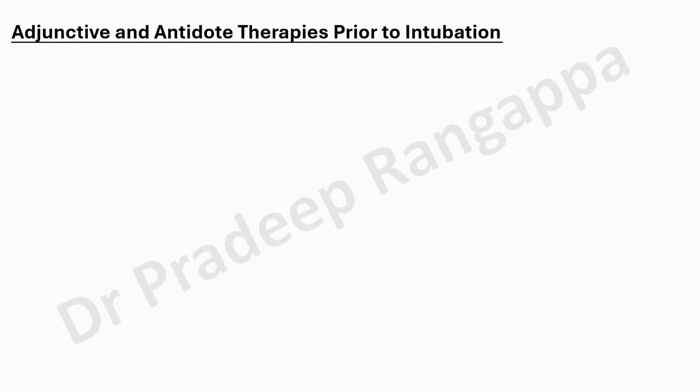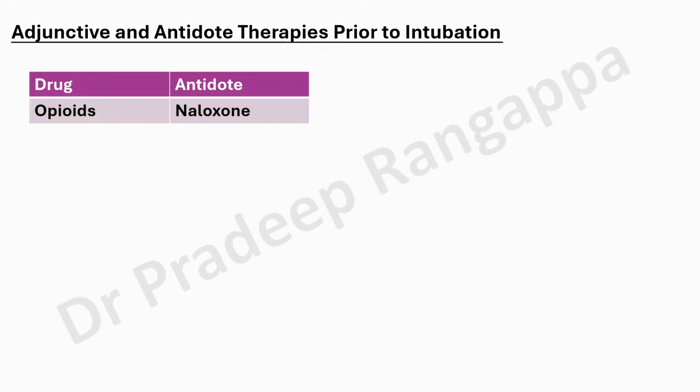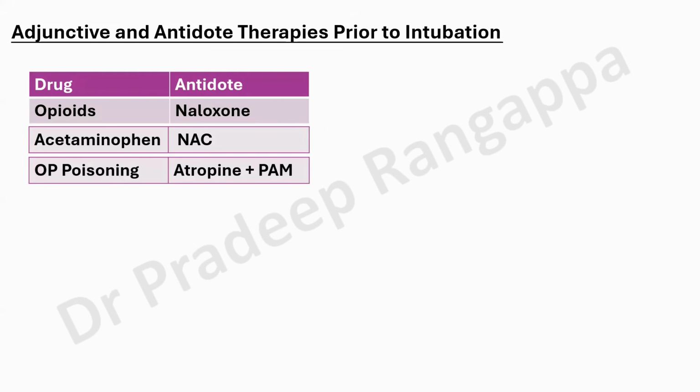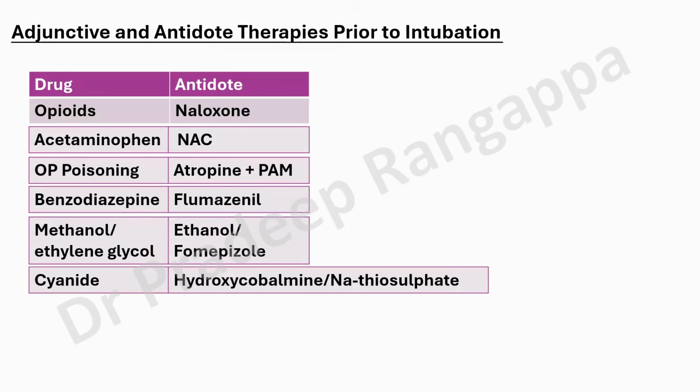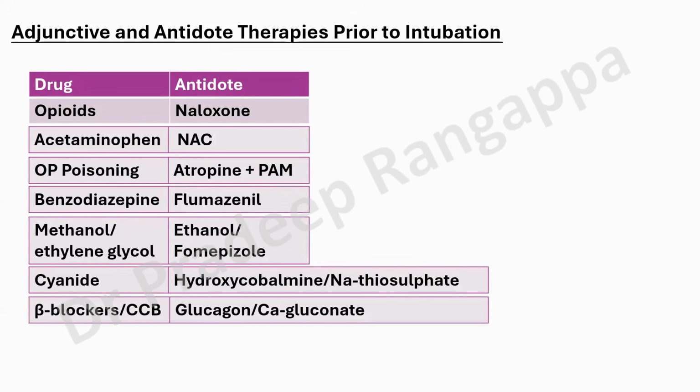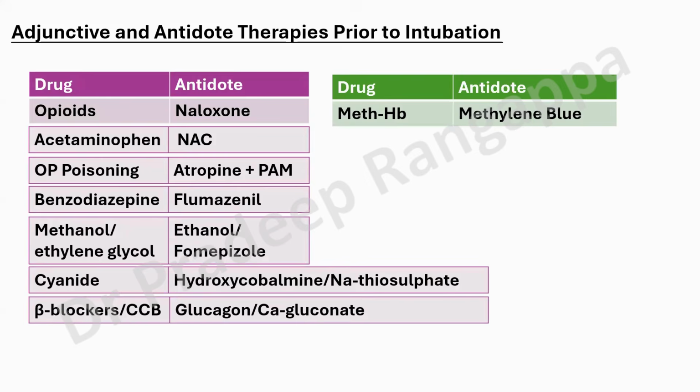Most importantly, whilst you are taking care of the airway, concurrently one has to see whether there are certain agents, an antidote, that could be put in place to reverse the poisoning, so that you could avoid intubation. Some of the commoner poisonings that we see and their antidotes: for opioids, you have naloxone; for acetaminophen, NAC; OP poisonings, atropine, pralidoxime; benzodiazepine, flumazenil. If someone has taken ethylene glycol, fomepizole; methanol, ethanol is the antidote; cyanide, hydroxocobalamin; beta blockers, calcium. You could use glucagon and calcium gluconate.